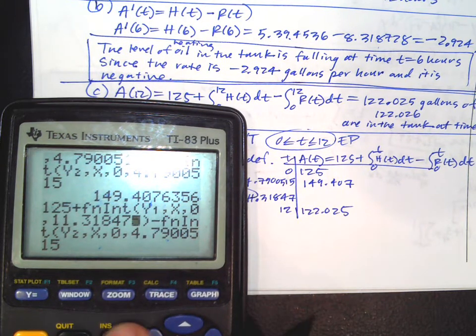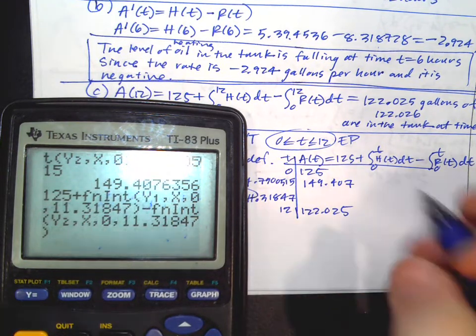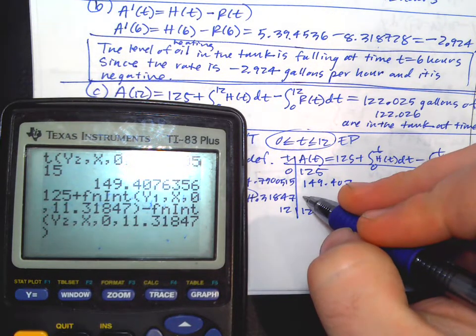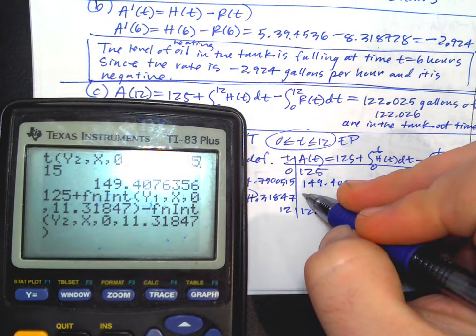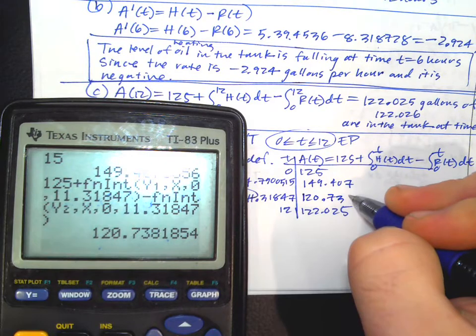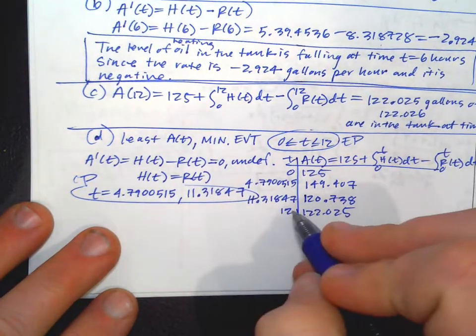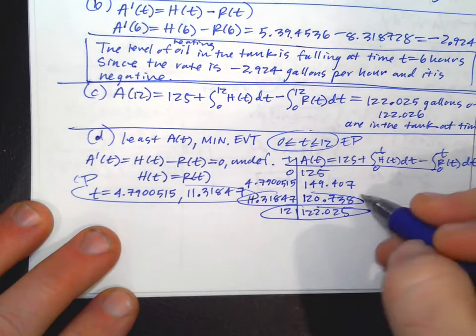And then I'm going to do it again and change these to 11.31847. There's an extra decimal there. Waiting. 120.738. So we're looking for the least. This is the least right here.